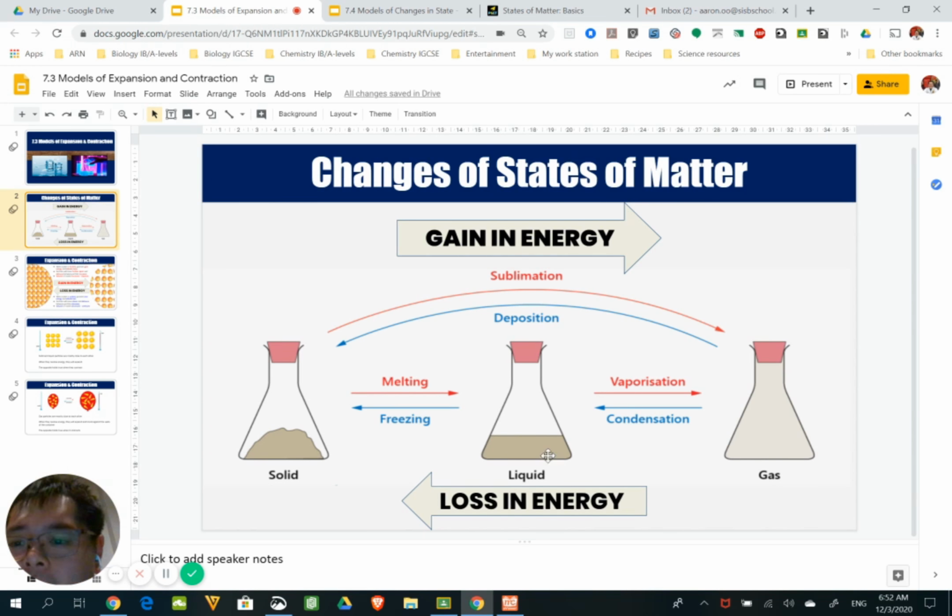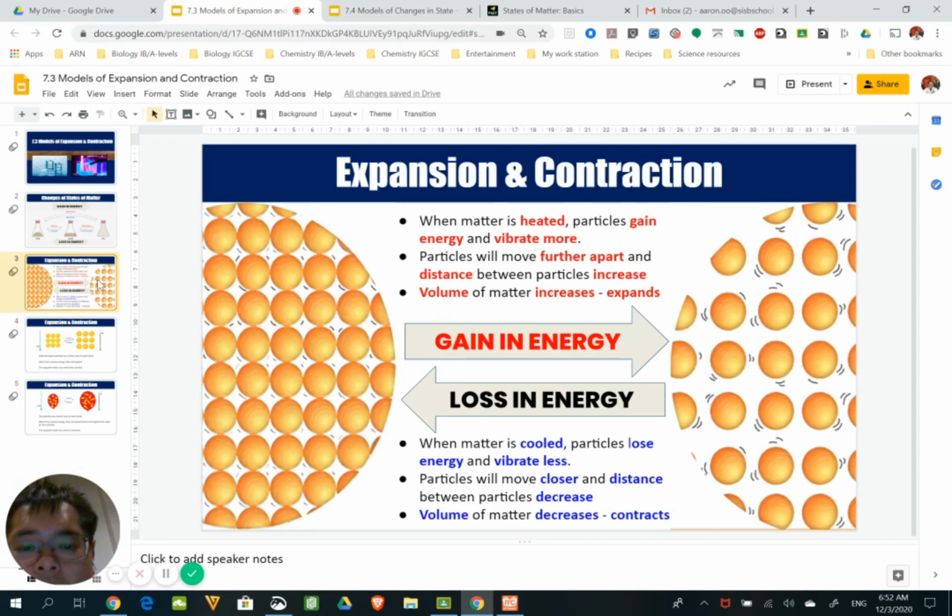Having said that, I have done this pictorial for you here. Whoops, I did not actually color this in blue, and I'll tell you why I had that coloring. We need to know the idea of expansion and contraction. You know that states of matter interchange with one another because of heat energy. That's number one. Number two, when matter has been heated up, let's have a look at the particle arrangements here.